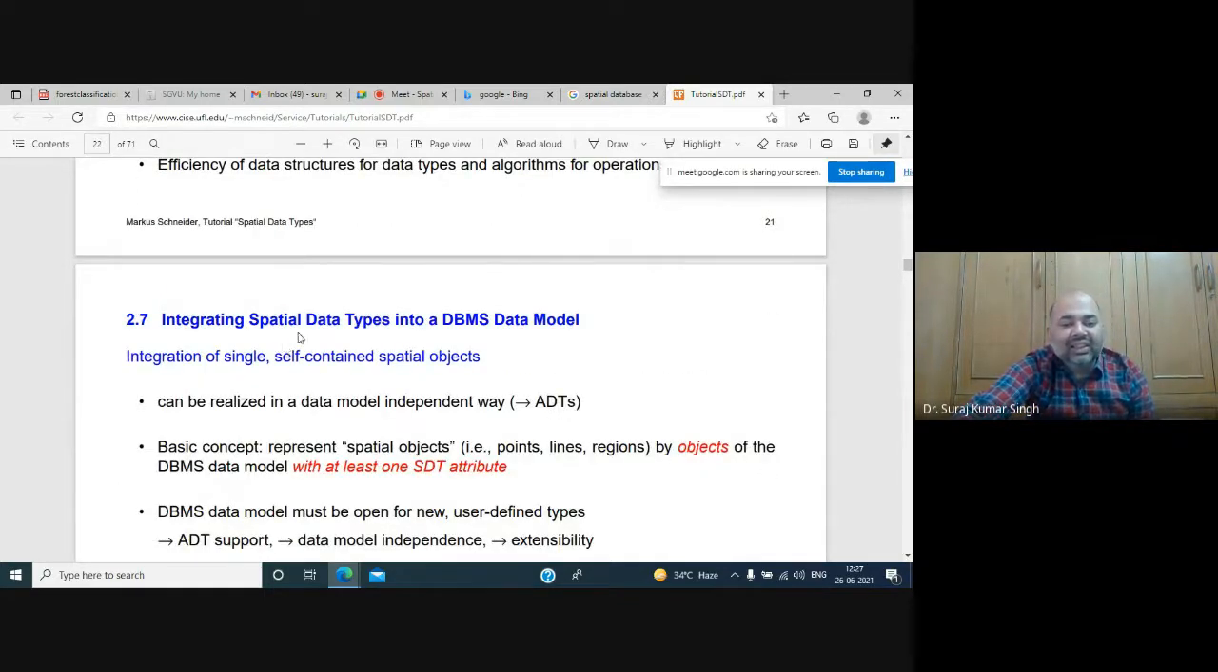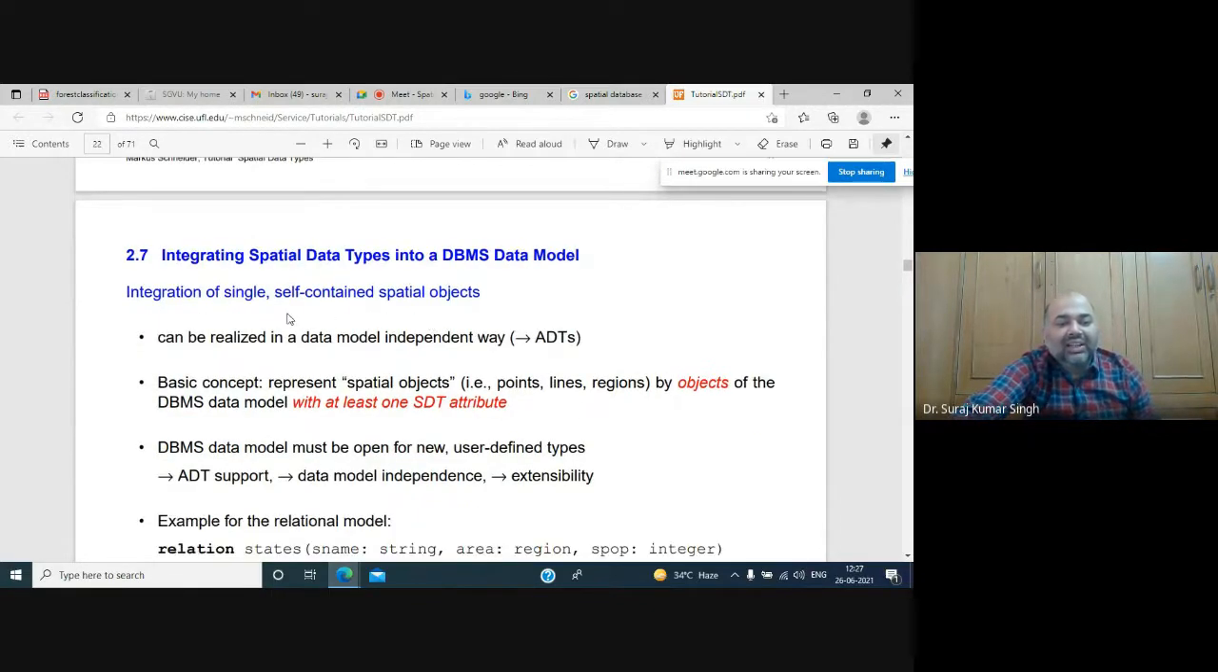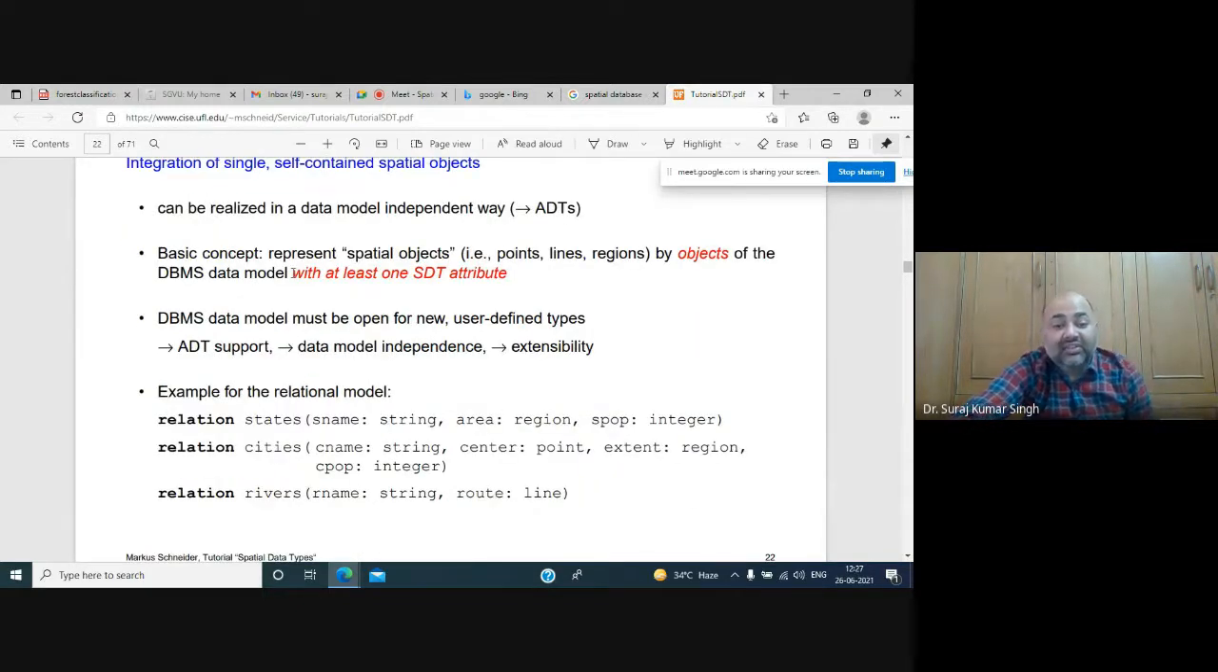And finally, integrating the spatial data types into the DBMS data model. Integration of single self-contained spatial objects can be realized in a data model independent way, like ADTs. Basic concepts suggest representing spatial objects like point, line, polygon by objects of the database data model with at least one SDT attribute. This means the DBMS data model must be open for new user-defined types, that is ADT support, data model independence and extendability.